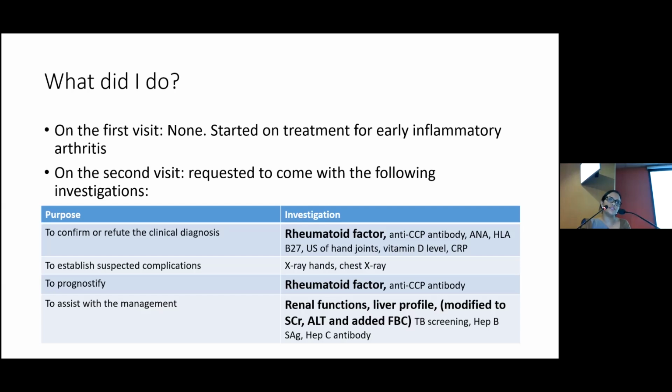And to assist with the management, again, this is an important message for the registrar. Supervise your juniors. When they write renal functions, think, do you need the renal functions or do you need the serum creatinine? If the creatinine itself is enough, don't ask for renal functions. Just say creatinine. And of the liver profile, because we are operating in very, very constrained situations, I just ask for the ALT. So this is what I do for the monitoring in the clinic as well. Not the ideal, but this is what we have. So the serum creatinine and the ALT, and I added a full blood count. And that's it.